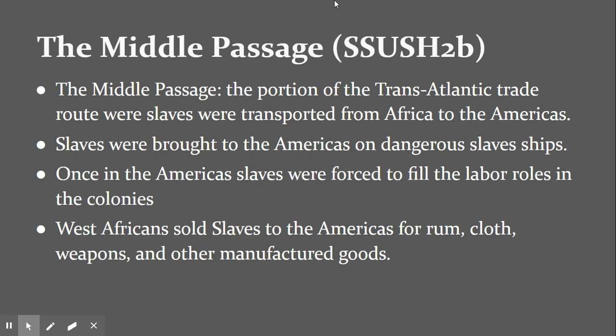Slaves were brought to the Americas on dangerous slave ships. Once in the Americas, slaves were forced to fill the labor roles in the colonies. And West Africans sold slaves to the Americans for rum, cloth, weapons, and other manufactured goods.